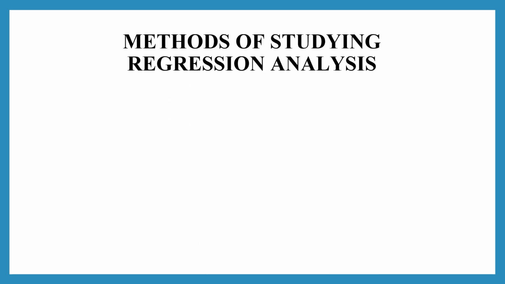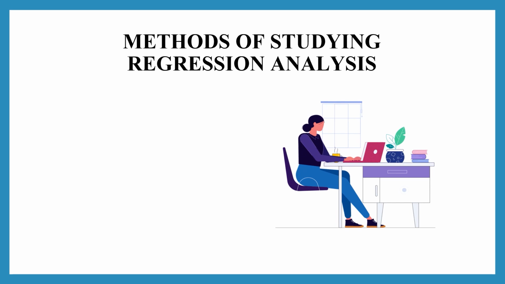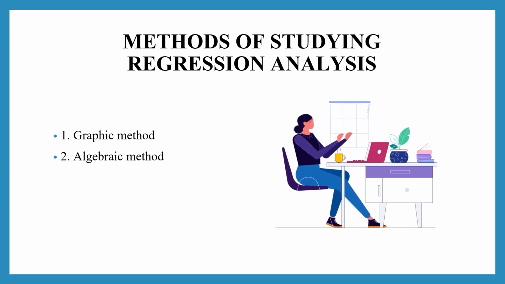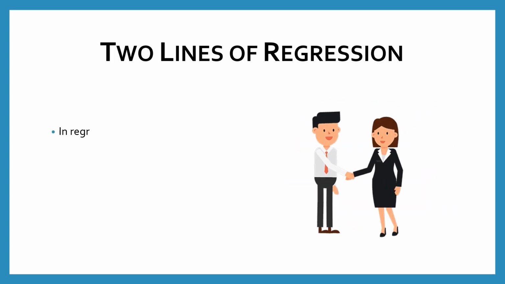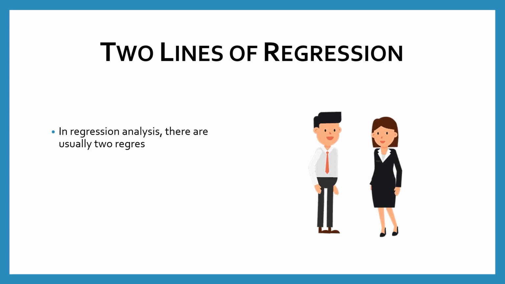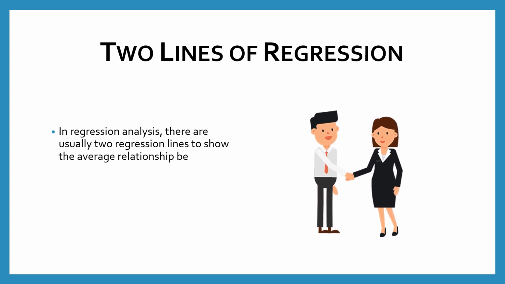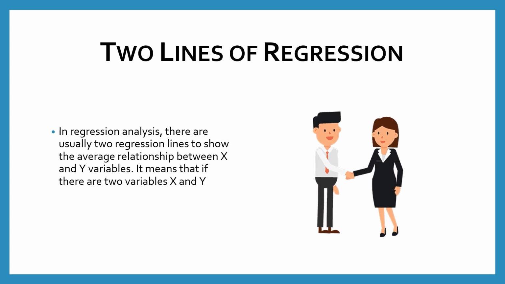Methods of studying regression analysis. There are different methods to study regression analysis, but there are two main methods: the graphic method and the algebraic method. Two lines of regression. In regression analysis, there are usually two regression lines to show the average relationship between x and y variables. It means that if there are two variables x and y, then one line represents the regression of y upon x and the other shows the regression of x upon y.